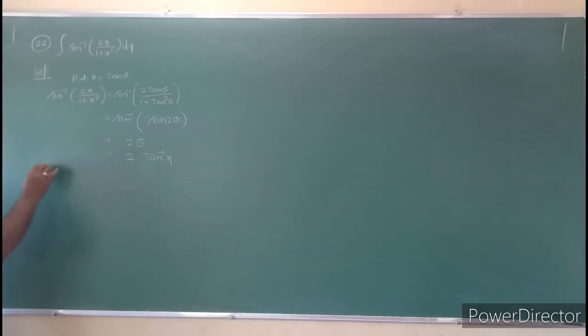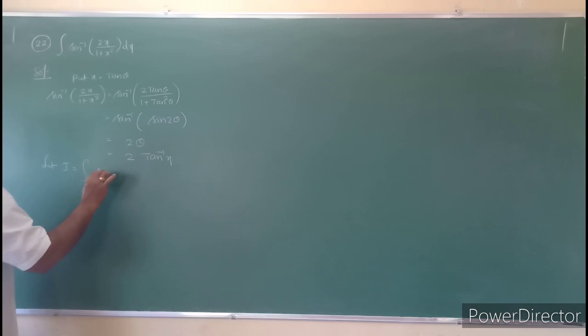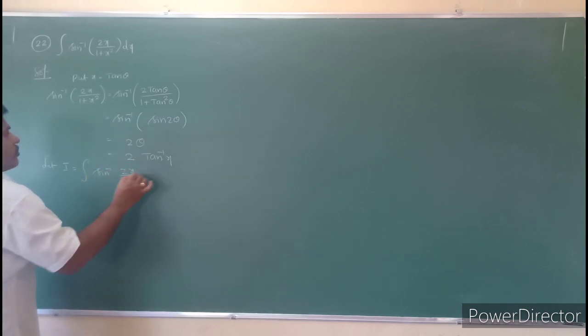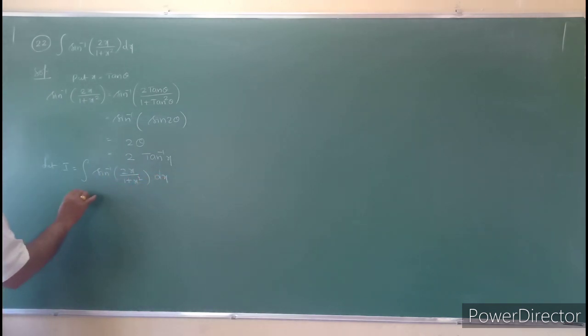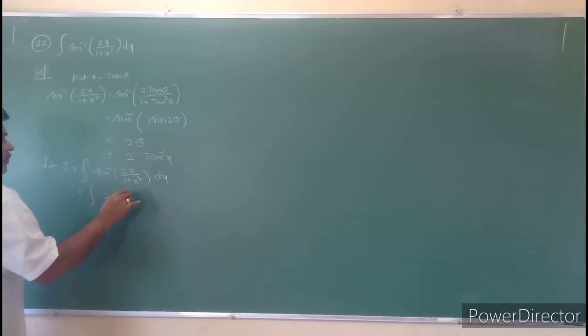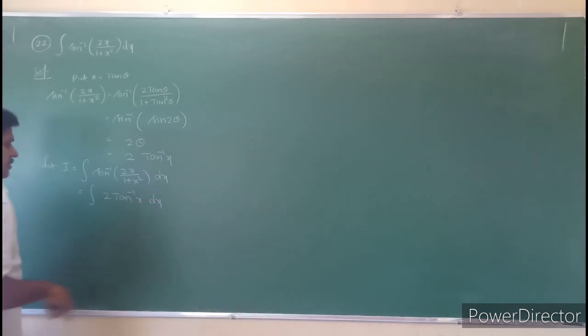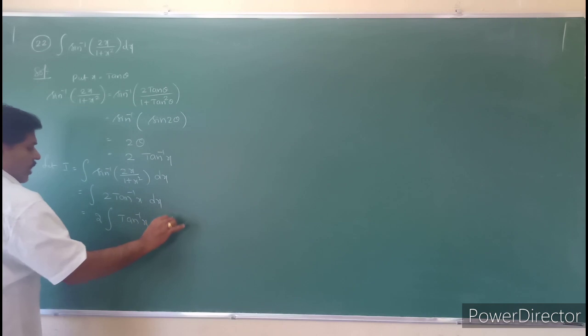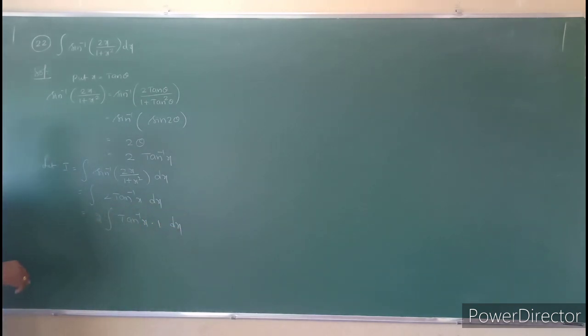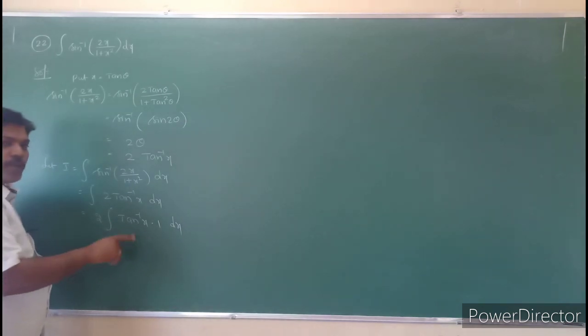So take the problem. Let I is equal to integral of sin inverse of 2x by 1 plus x square into dx. That is equal to integral of 2 tan inverse x into dx, so that is equal to 2 into integral of tan inverse x into 1 into dx. Why? Because you don't have the direct integration of tan inverse x. So use integration by parts by taking 1.